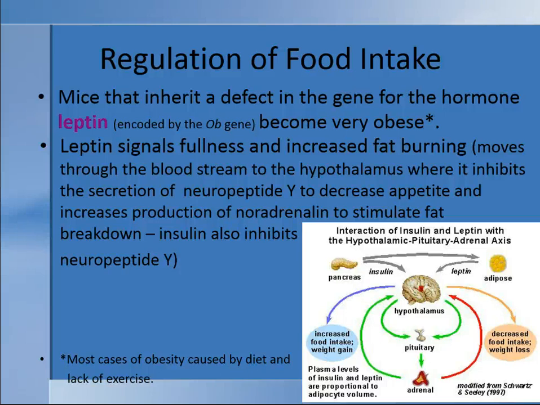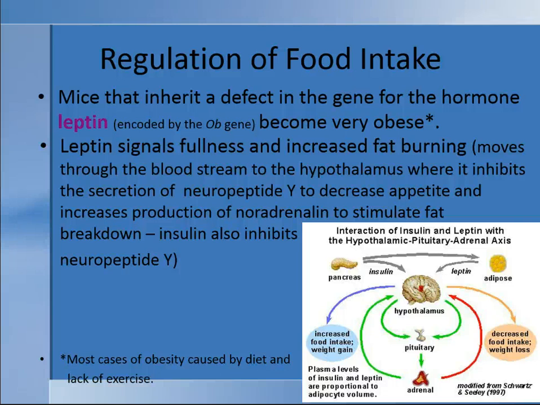And so what you have is leptin, a really, really important signaling protein that will decide whether you're hungry or not. Everybody produces leptin, and they've done some experiments on mice, and those that inherit a defect in this gene, it's actually the OB gene that encodes for leptin, will become very obese. Now, most cases of obesity are caused by diet and lack of exercise, but sometimes it is a genetic thing, and when it is, often it relates to this production of leptin.